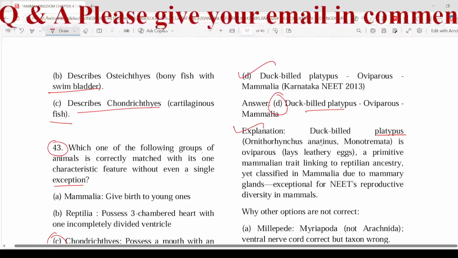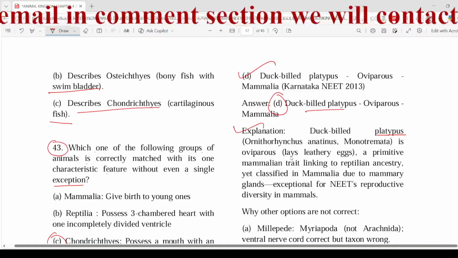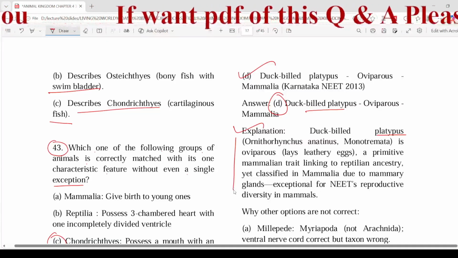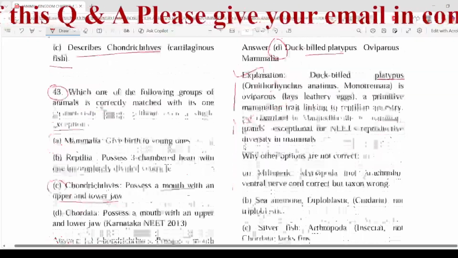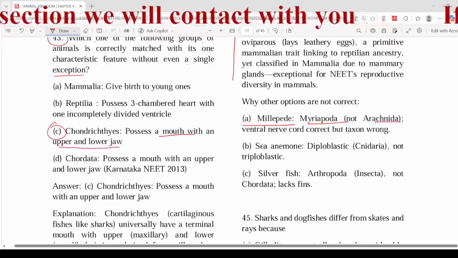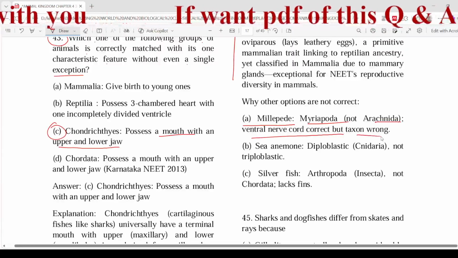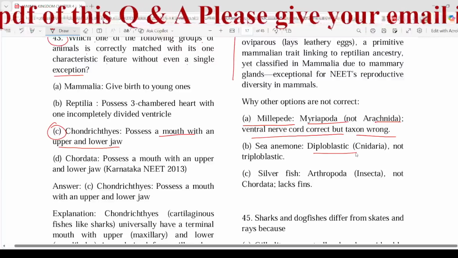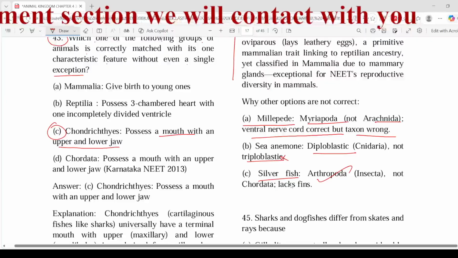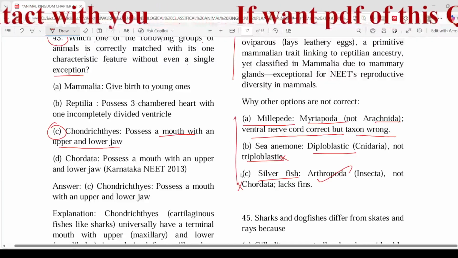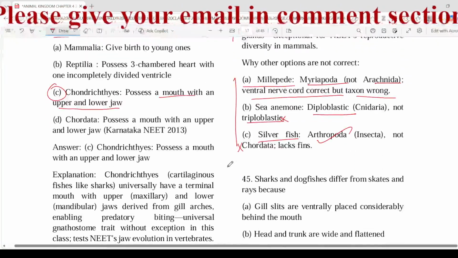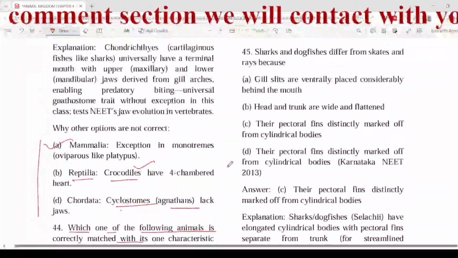duck-billed platypus is a primitive mammal which lays eggs. So this is the explanation. But why are the other options not correct? Because millipedes are myriapods, not Arachnida. Ventral nerve cord is correct, but the taxon is wrong. Sea anemone is diploblastic, not triploblastic. And silverfish is an arthropod, not a chordate. So these are the reasons why the other options A, B, C are not correct. So let's move to the next question.